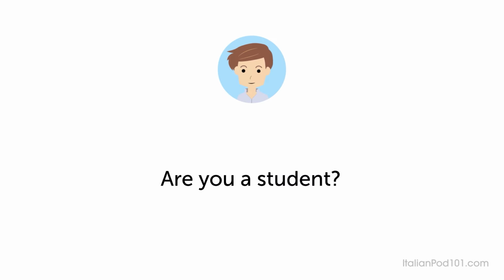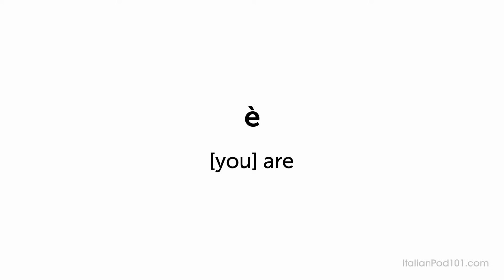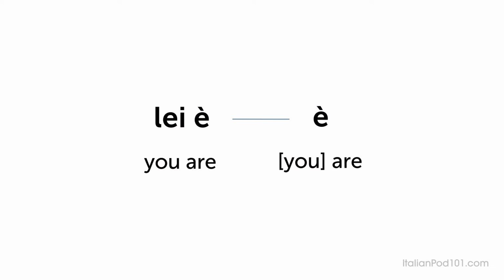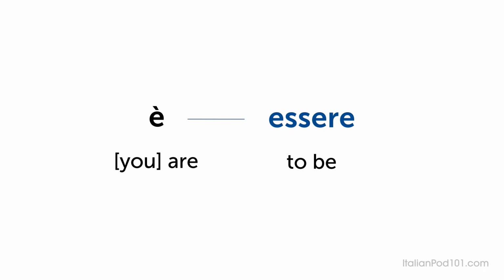Let's take a closer look at the conversation. Do you remember how Mark asks, "Are you a student?" È studente? First is È. You are when using formal Italian. Note È is a shortened form of Lei è. You are. In Italian, lei, you, when using formal Italian, can be omitted when it is understood from context. È is from the verb essere, meaning to be.